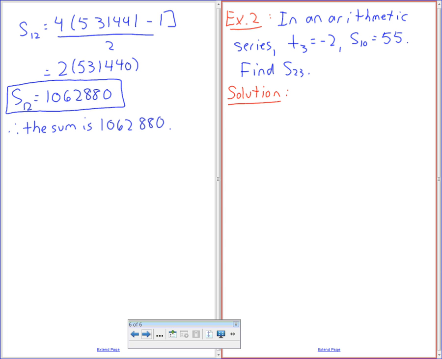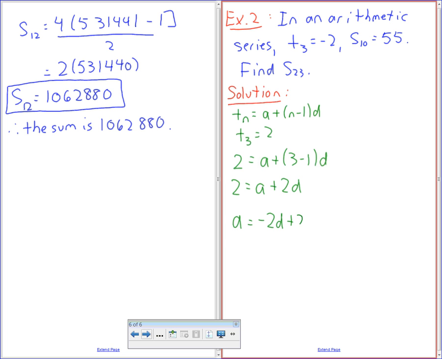Okay, in green, I'm going to say T3 equals -2. So I'm going to use this definition. Call that 2 equals A plus (3 minus 1)D. So 2 equals A plus 2D. So A equals -2D plus 2. I isolated A there because the right-hand side is going to be a little bit more complicated, which I'm going to do in black here.